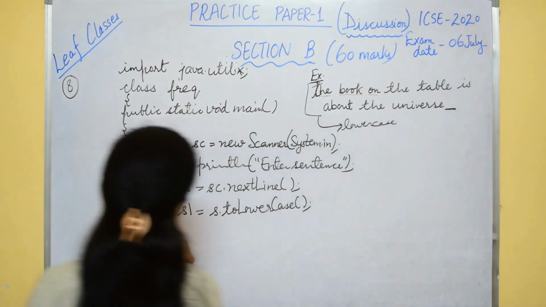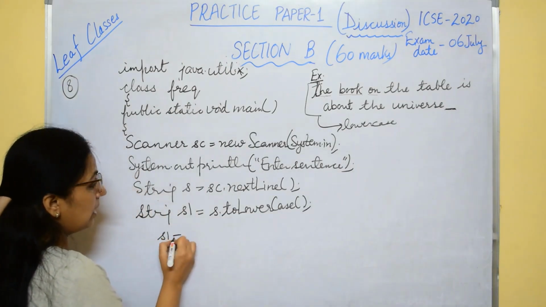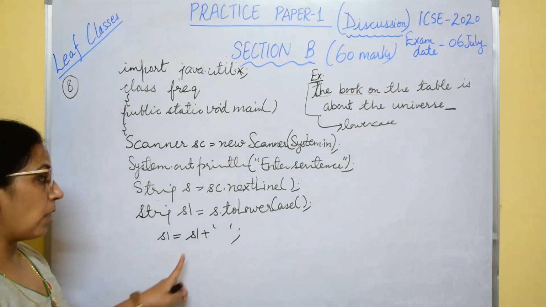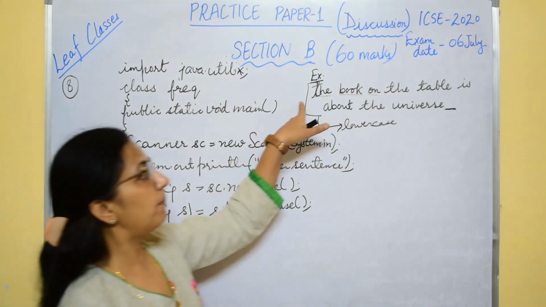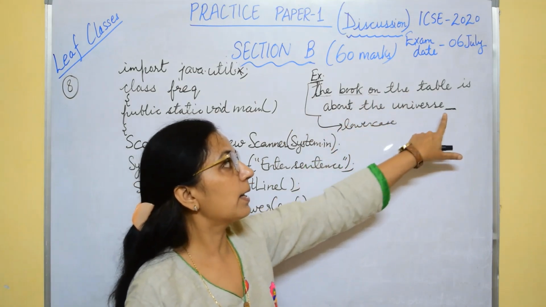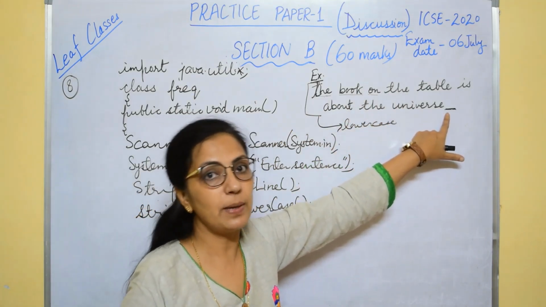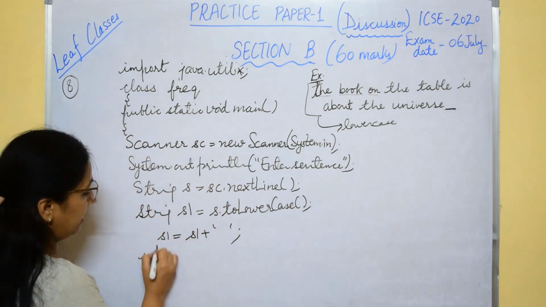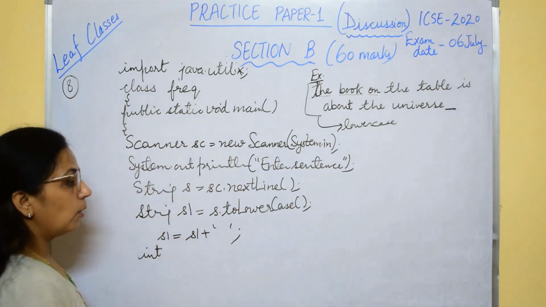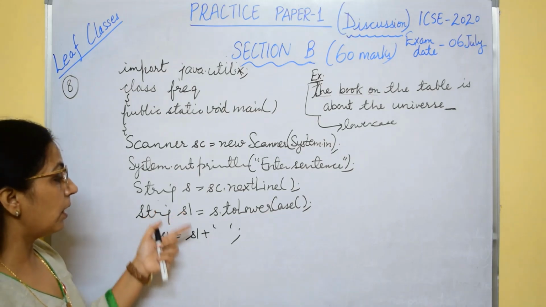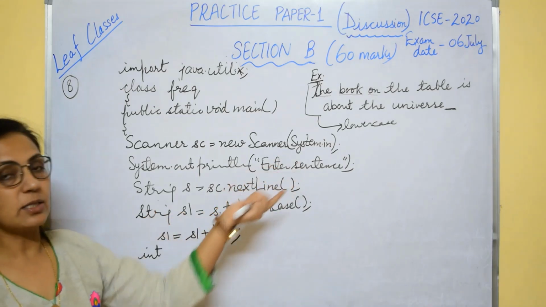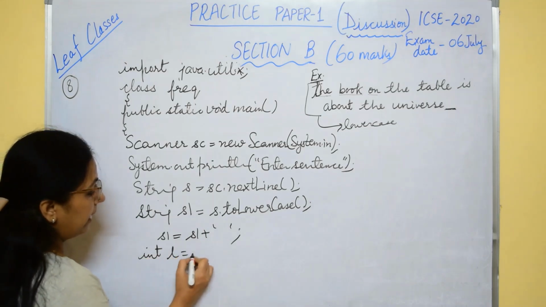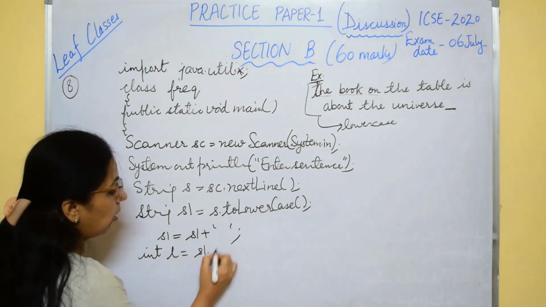For doing that, you can say s1 is equals to s1 plus space. So now the new string s1 will be the string in lowercase with one blank space in the end. After this, we will find the length of this s1. Don't find the length before adding the space, otherwise that space will not be taken into account. So after this, we'll find the length, s1.length().